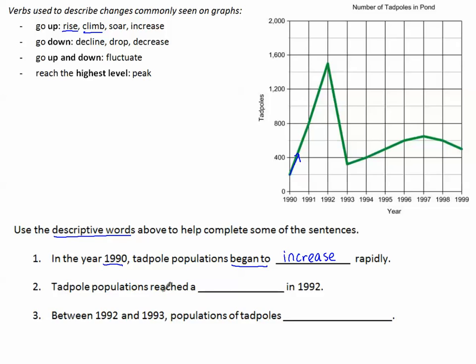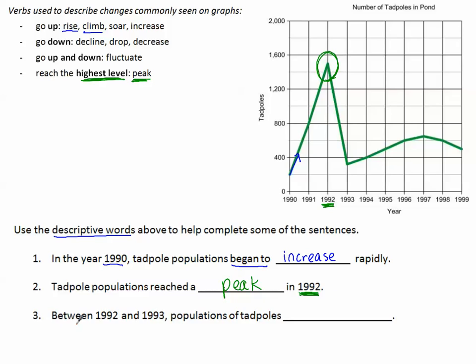Tadpole populations reached in 1992. So I'm going to look at 1992 and I see that's a high point. So they reached a peak, that's the highest level, is the peak in 1992.